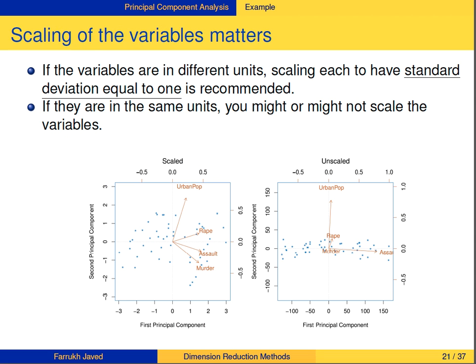If the variables are in different units, scaling each to have standard deviation equal to 1 is recommended. Otherwise, you see something like that. So if they have different units, then definitely scale them to have standard deviation equal to 1. If you don't do that, things will pop up like this, and it's really hard to interpret the results over here.